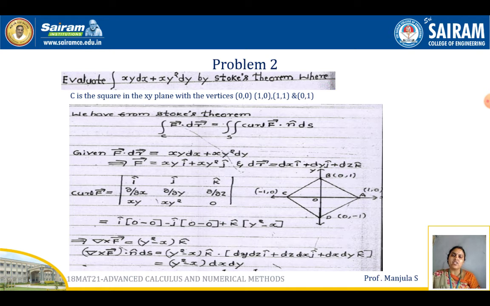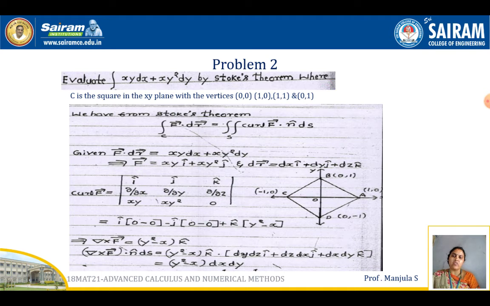Evaluate the integral of xy dx plus xy square dy by Stokes theorem, where C is the square in the xy plane with the vertices (0,0), (1,0), (1,1) and (0,1). Clearly they mentioned Stokes theorem, so we have to use it. We'll write the formula: integration over C of vector F dot dr equals double integration over S of curl F dot n cap with respect to S.